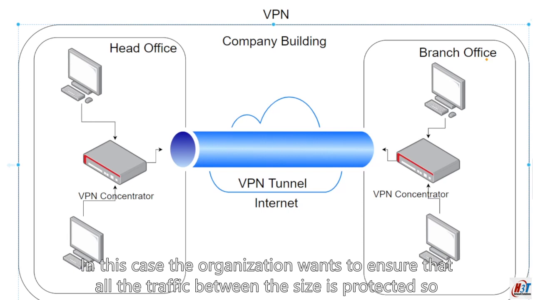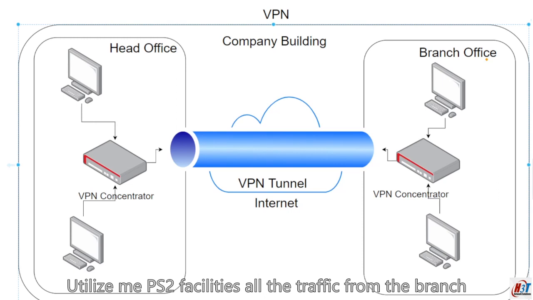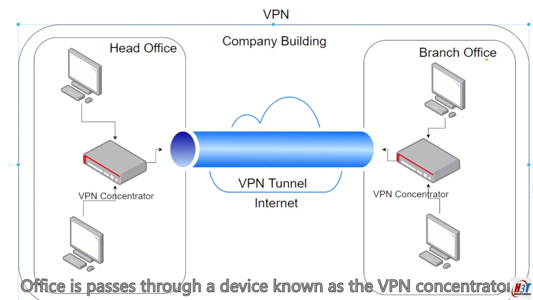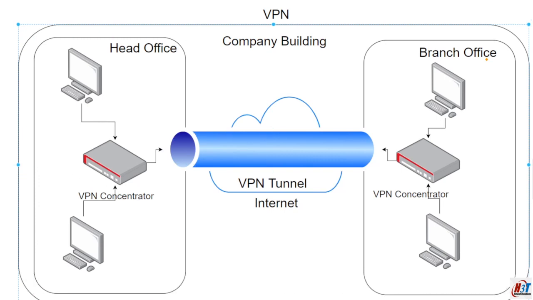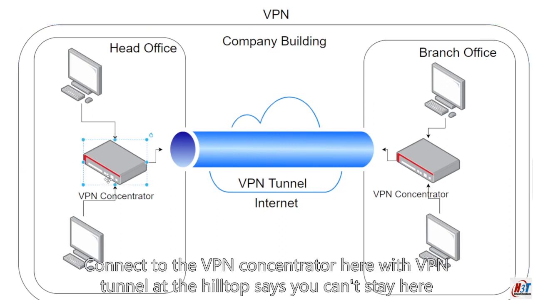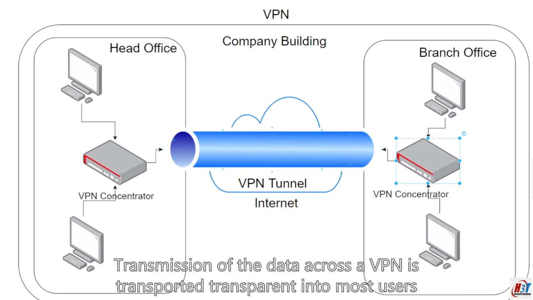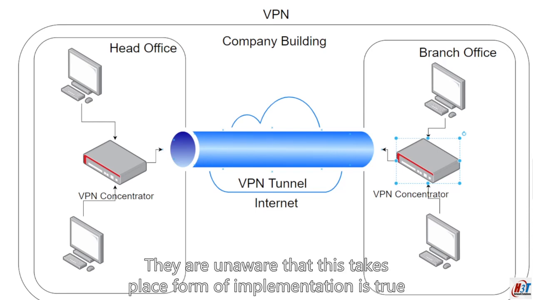So in this case, the organization wants to ensure that all the traffic between the sites is protected. So they utilize VPNs to facilitate this. All the traffic from the branch offices passes through a device known as the VPN concentrator. The VPN concentrator at each site will directly connect to the VPN concentrator at the head office with a VPN tunnel, as you can see here. So the transmission of the data across the VPN is transparent to most users. That is, they are unaware that this takes place.